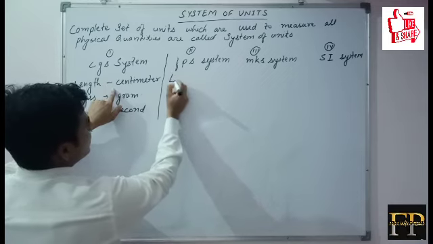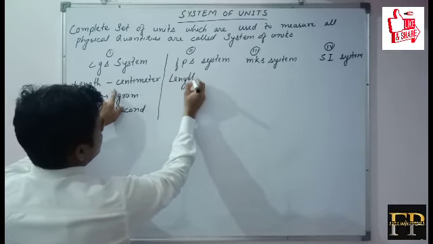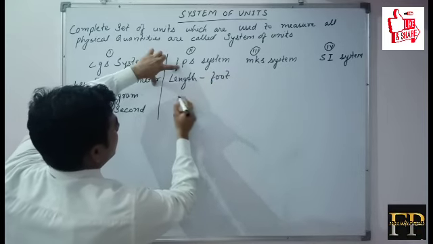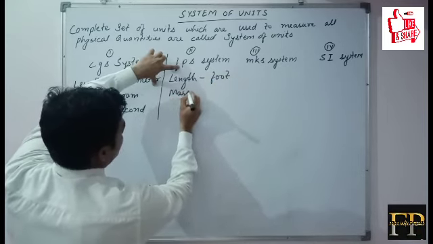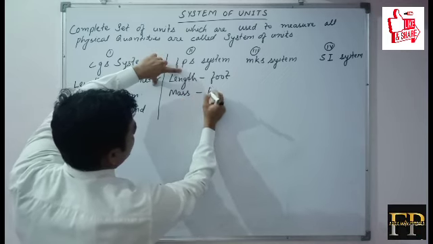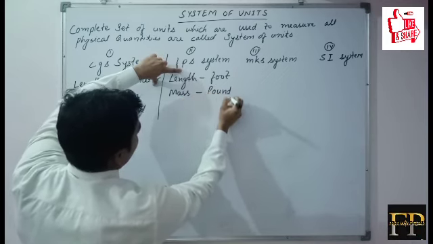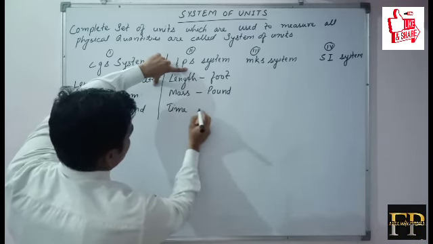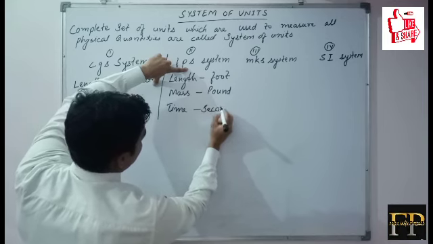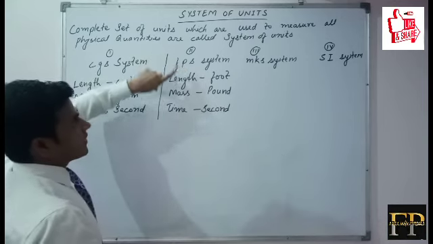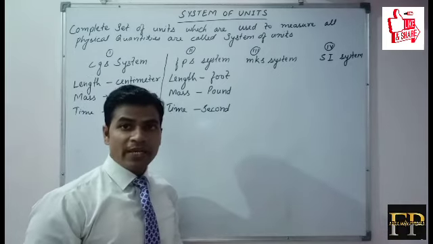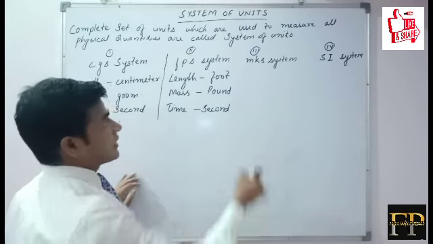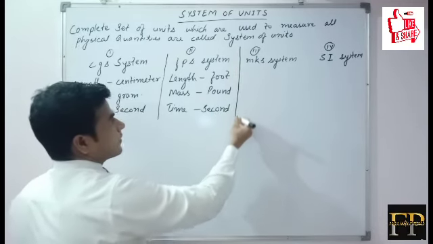And in the FPS system, the unit of length is foot, the unit of mass is pound, and the unit of time is second. This system is basically used in Britain. It means this is also a regional system of units.